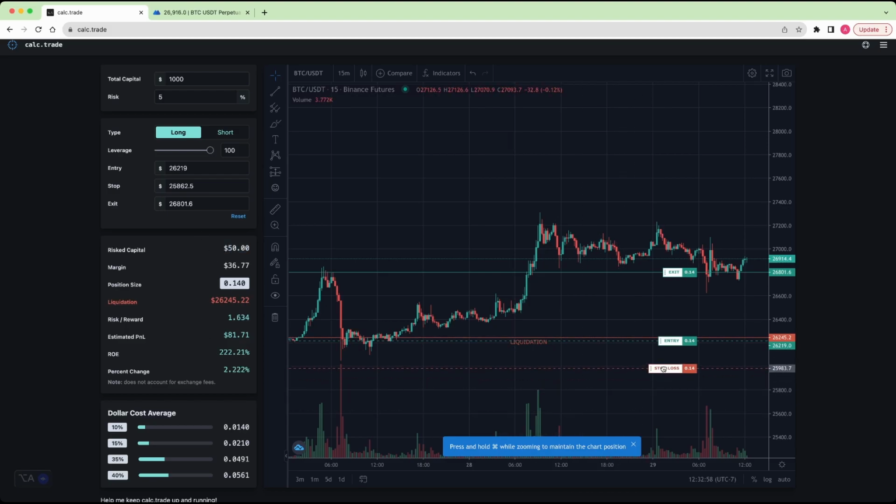Where's that? Where's that stop? Somewhere there. You would lose $50, but on a 5-to-1, it's $250, right? I'm just going to bring that up a little bit. It's somewhere in that region. The distance between these two and that exit obviously is going to be somewhere around that $250 for that $50 risk.